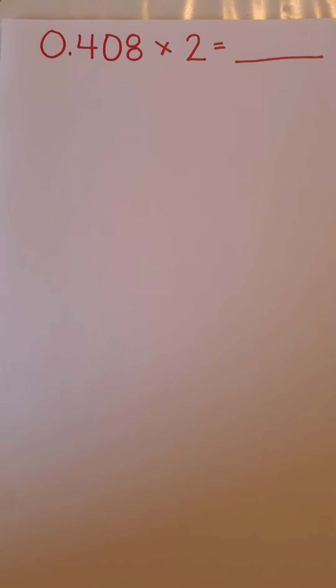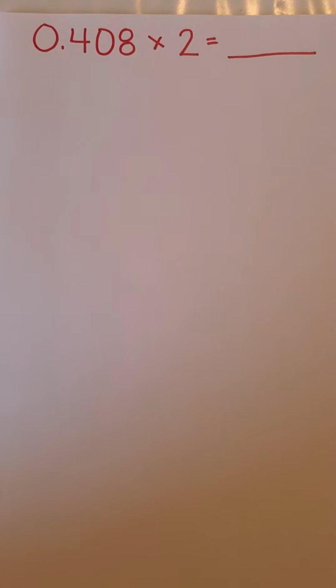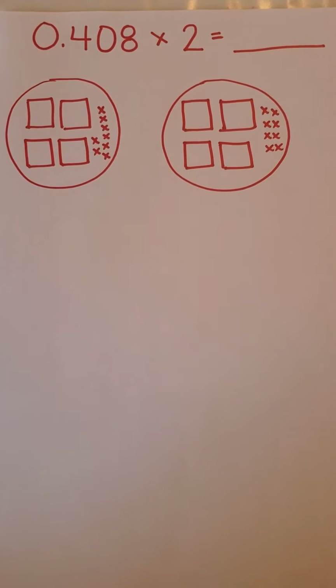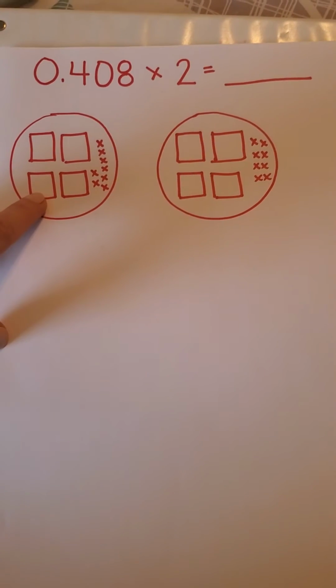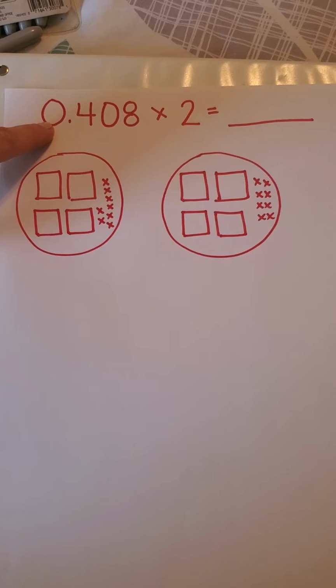So for this one, we have 408 thousandths, and we're going to multiply that by 2. So I'm going to draw that out just like I did the last one. Okay, so there's my picture. I did 2 equal groups and I did 408 thousandths. So I did 4 flats. I don't have any large cubes to draw here.